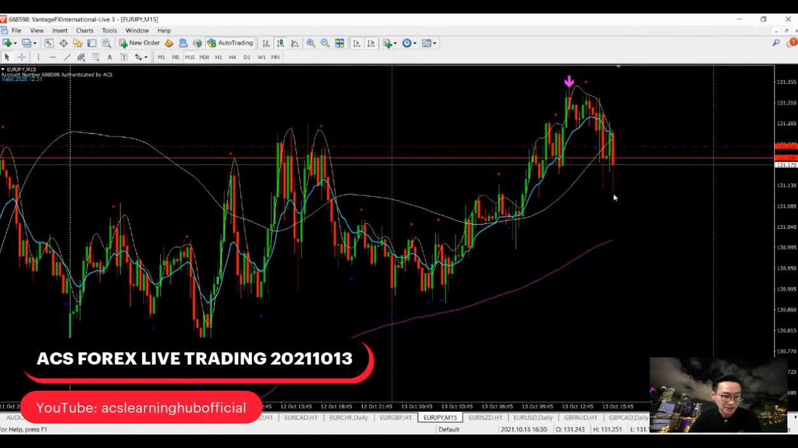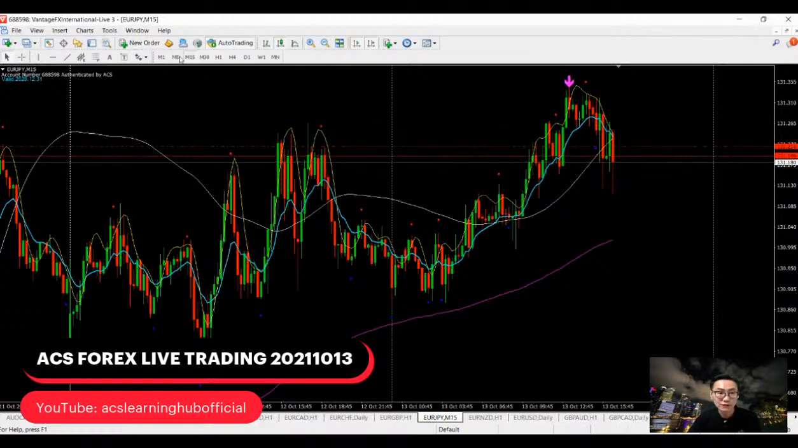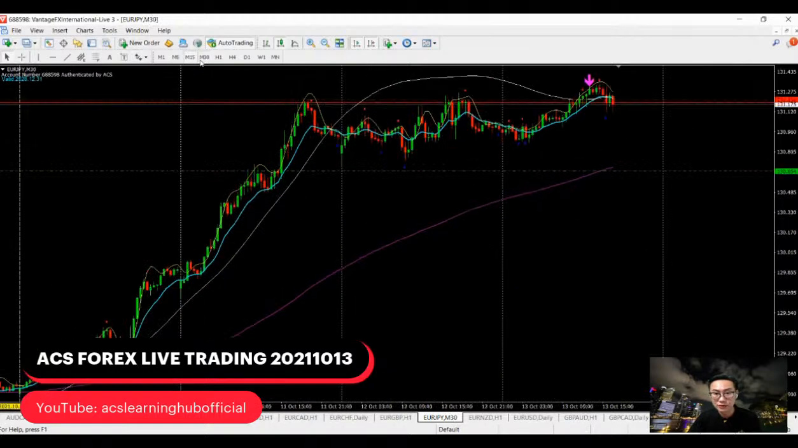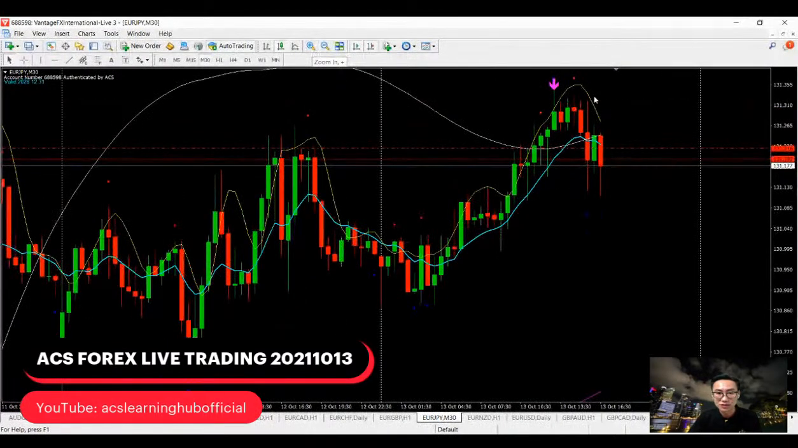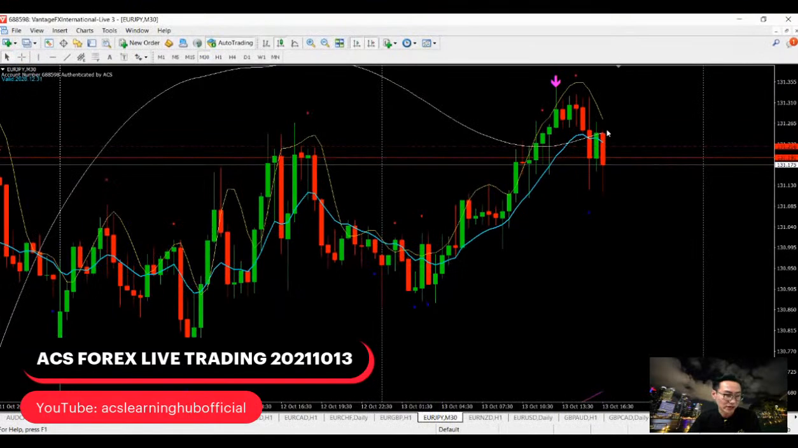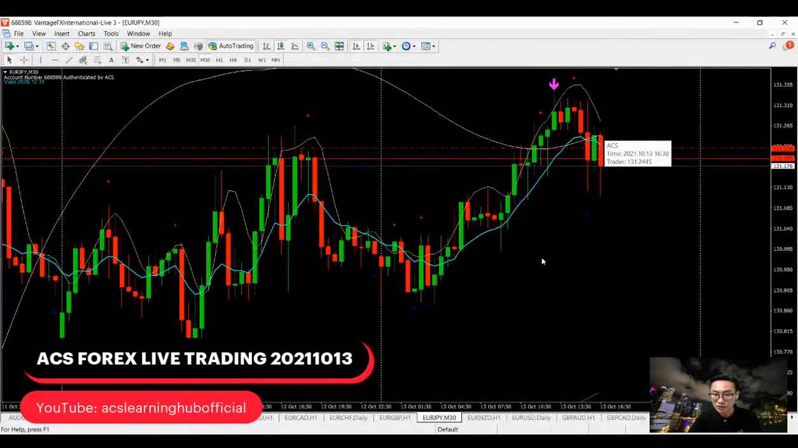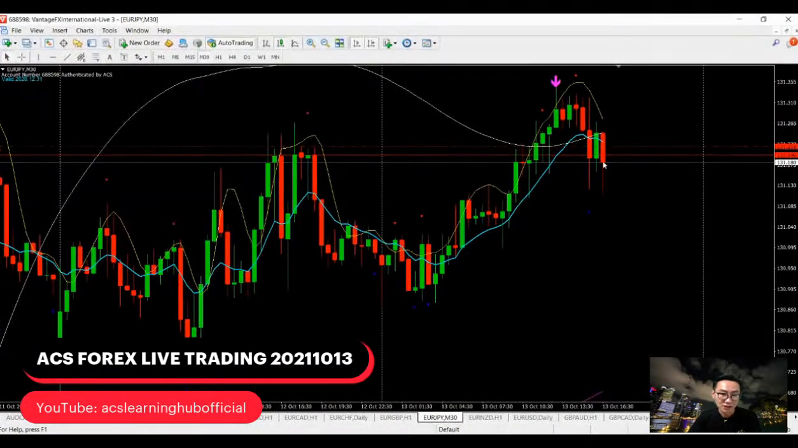All right, so now Aussie Yen, looking at it, it is going for a short right now in the 30 minutes. There are quite a number of traders trying to short the Euro Yen from the resistance area, from the resistance level. Okay, so this is quite good.